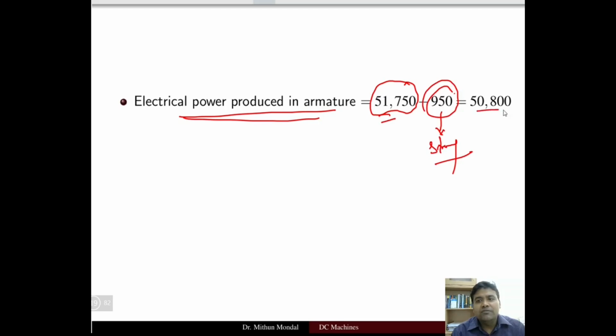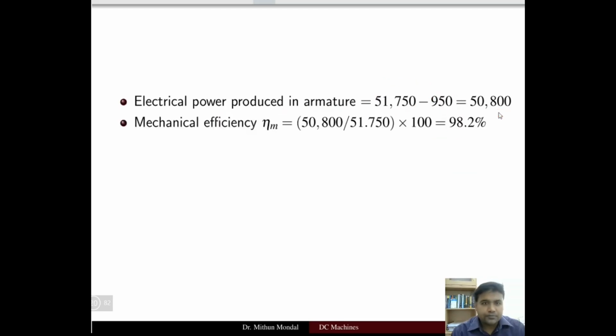You will be getting 5800 watt. Now we have to determine the mechanical efficiency, electrical efficiency, and the commercial efficiency. So mechanical efficiency: whatever you are getting after subtracting the stray losses, the power 5800, you just divide it by the power of the input. Then you will get 98.2% as the mechanical efficiency.